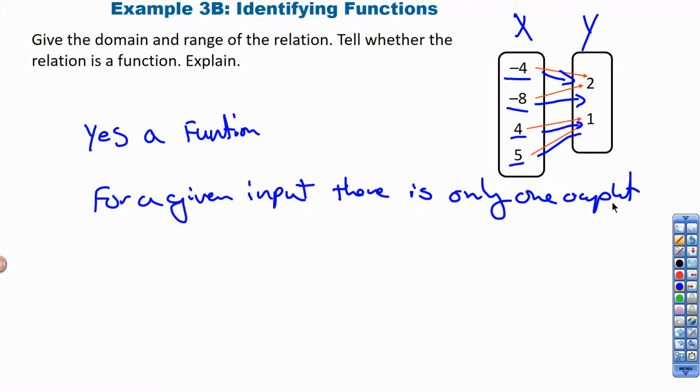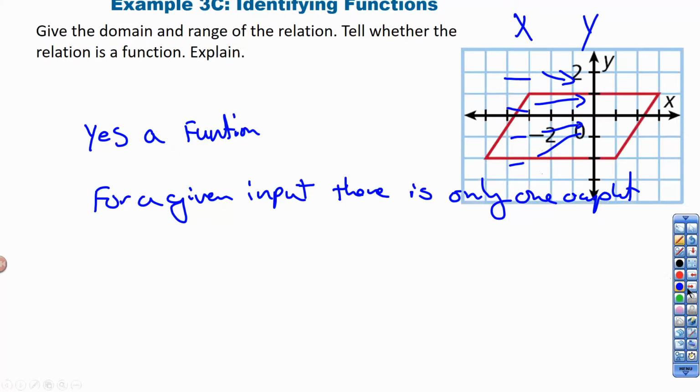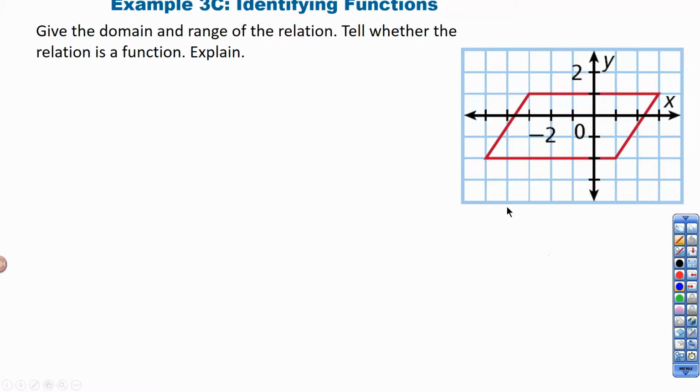All right, last one. 3C. Give the domain and range of the relation. Tell whether the relation is a function. Explain. So, does this confuse you? Yeah, it confuses me. First, we need to draw some lines to help us figure this out. All right? Not a function.